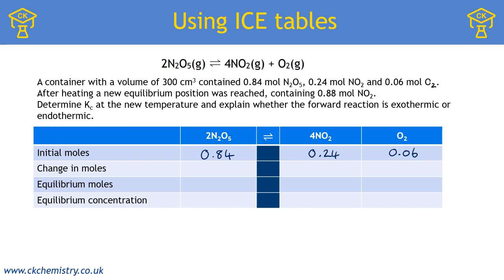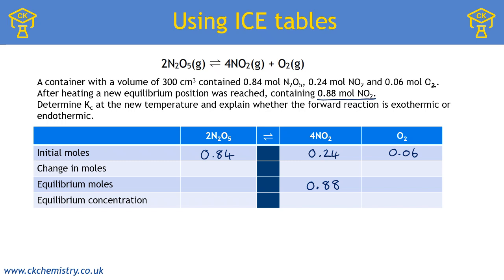And then it says after heating we get a new equilibrium position. So it already was at equilibrium, and then we heated it, and we're getting a new value 0.88 of NO2. So I'm going to put that there. And then it says determine Kc, explain whether the forward reaction is exo or endothermic. We'll do that once we've got the Kc value.